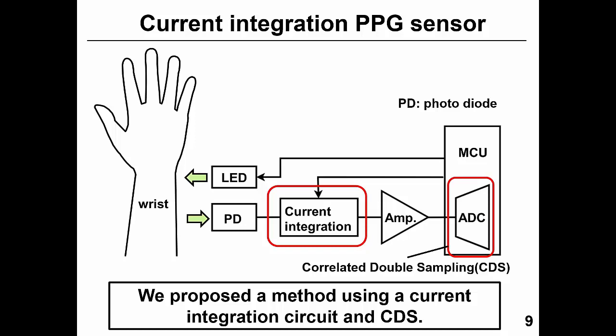I introduced a current integration circuit and a correlated double sampling, CDS, method to reduce the power consumption while maintaining accuracy. This slide illustrates a schematic diagram of the current integration PPG sensor. I introduced the current integration circuit instead of the conventional TIA. Furthermore, the CDS method suppresses noise caused by intermittent operation.